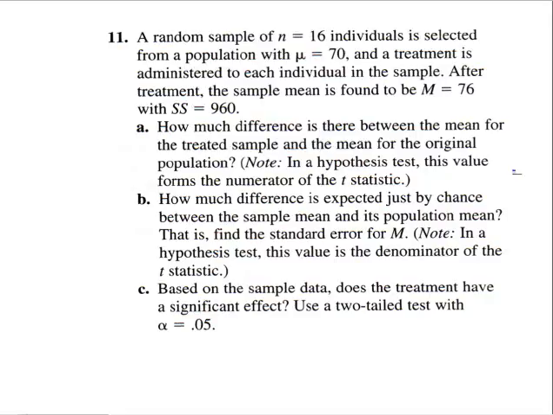Okay, in Chapter 9, number 11, the problem is a random sample of 16 individuals is selected from a population with a mean of 70, and a treatment is administered to each individual in the sample. After the treatment, the sample mean is found to be 76 with an SS of 960. Now see, we don't have the data to calculate that, but they've just given us the value.